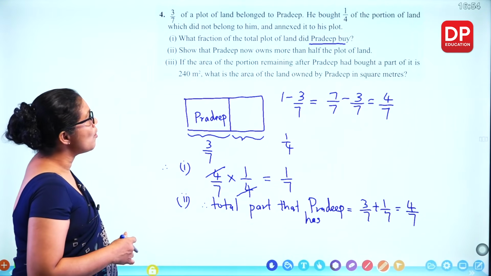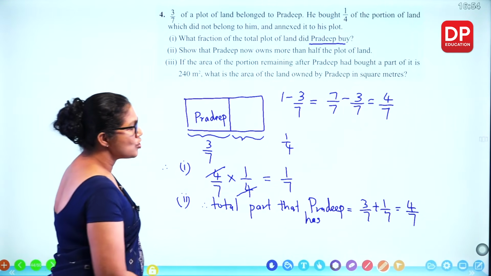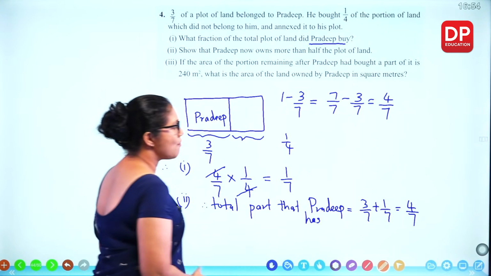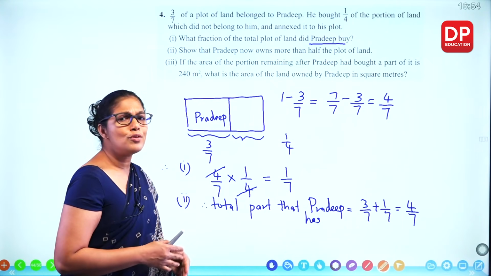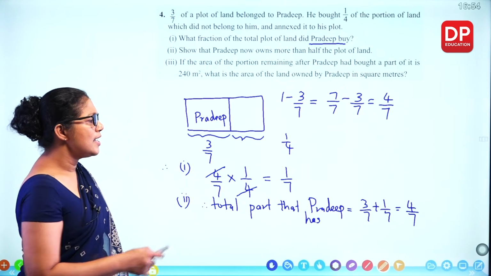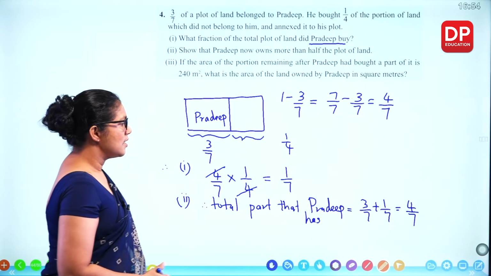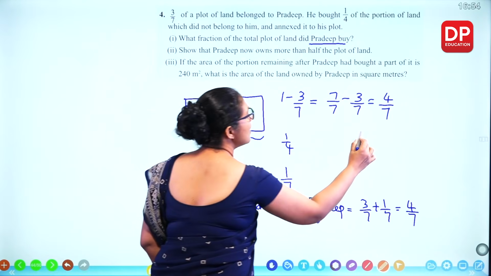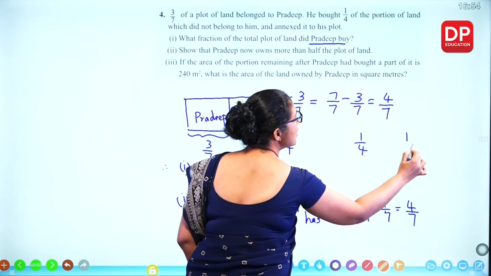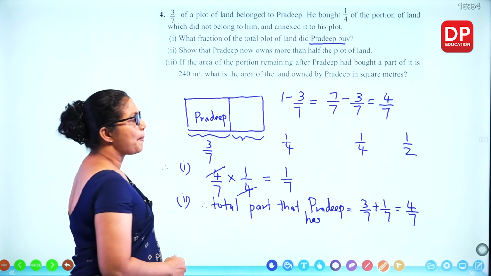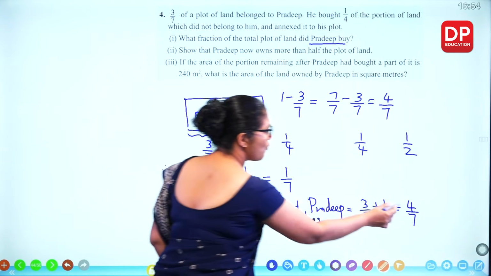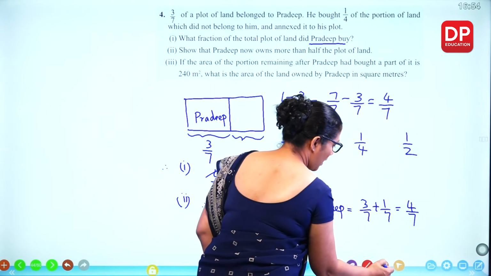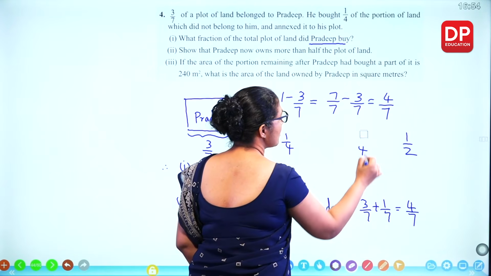Show that Pradeep now owns more than half. How do we show that this is more than half? You have to do a comparison between two fractions. So here we need to check 1/2 and 4/7. Which one is bigger? So I'll erase this.